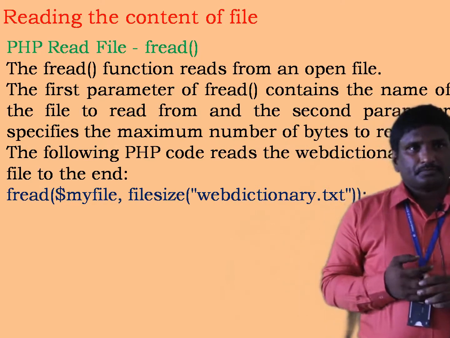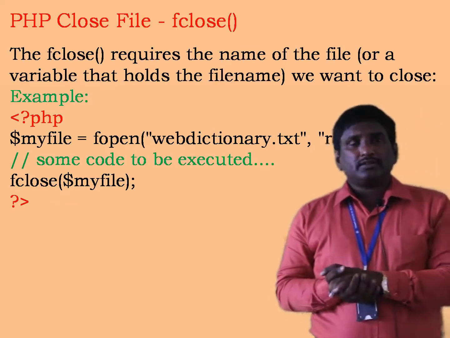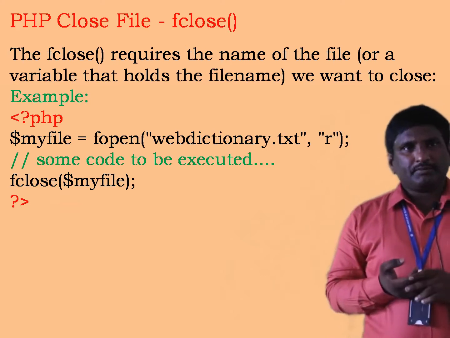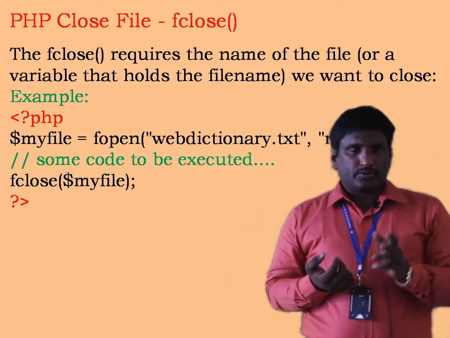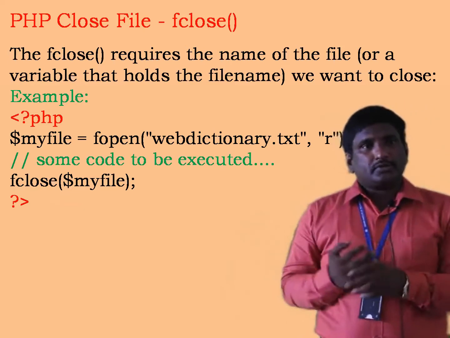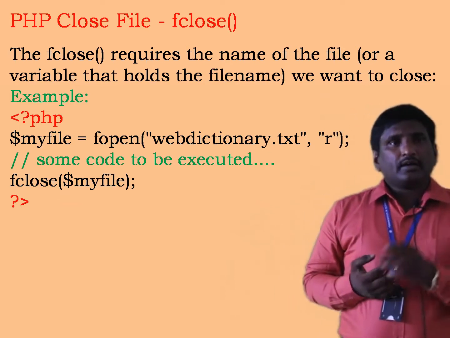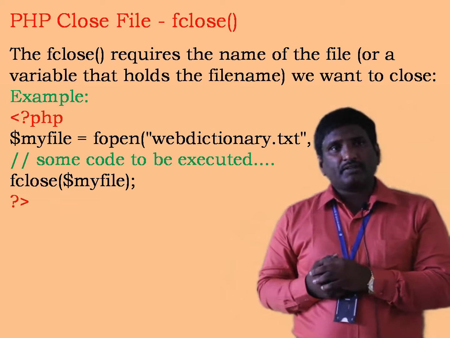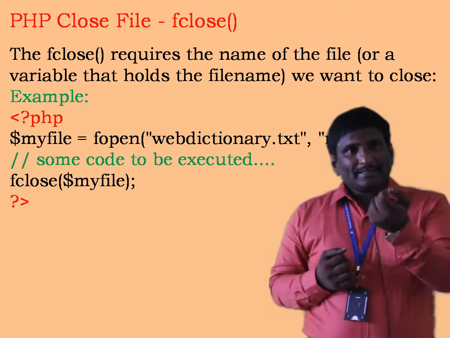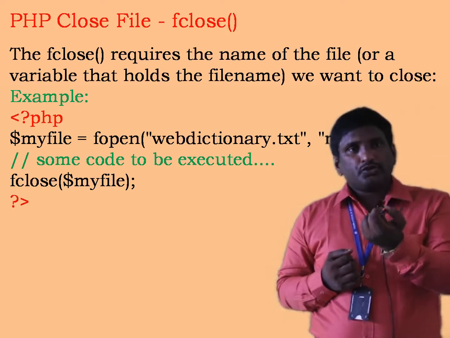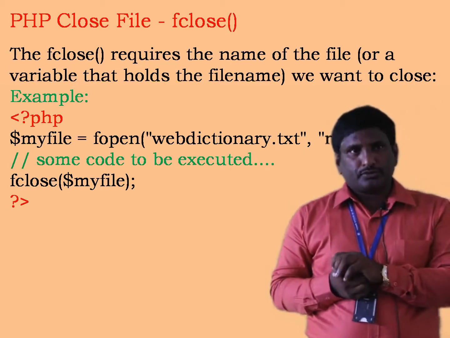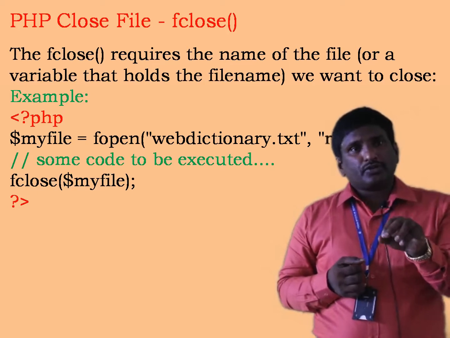Next. One more function in PHP, file close, fclose. fclose requires the name of the file. Whenever I want to close the reference of the opened file, in that scenario, I use fclose. So here, initially I opened the file by using fopen webdictionary.txt with the read mode. Then by passing this reference $myfile to the fclose function, the opened file will be closed. In that way we can close the file.